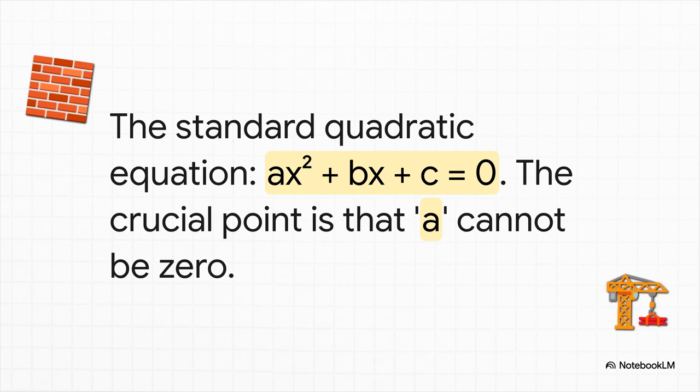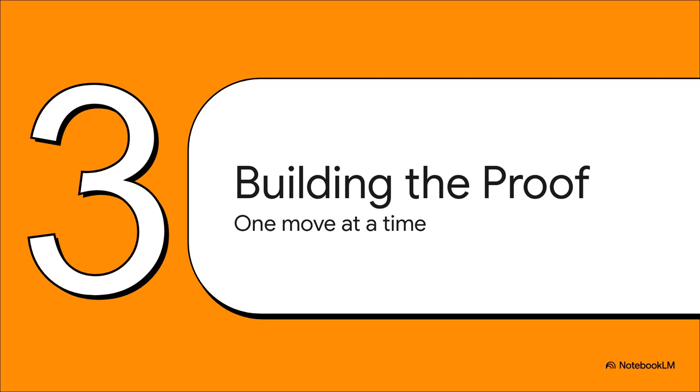Now, a, b, and c are just placeholders for numbers, but there's one really crucial rule. a can't be 0. And that makes sense, right? If a were 0, that x² term would just disappear, and, well, it wouldn't be a quadratic equation anymore. Our mission, should we choose to accept it, is to find the value of x that makes this whole thing true.